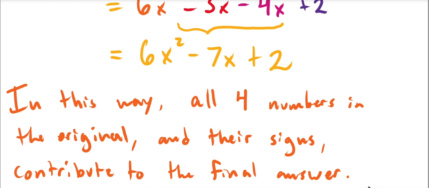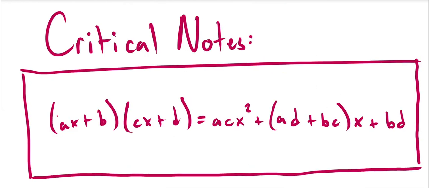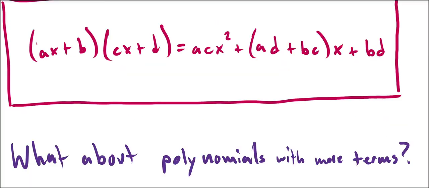Each of the four original numbers are all contributing to the numbers in each one of these three terms in the final trinomial. This pattern is important. It's important enough that I want you to write it down in your critical notes. What does it look like when we multiply two general linear terms together? We get the following.